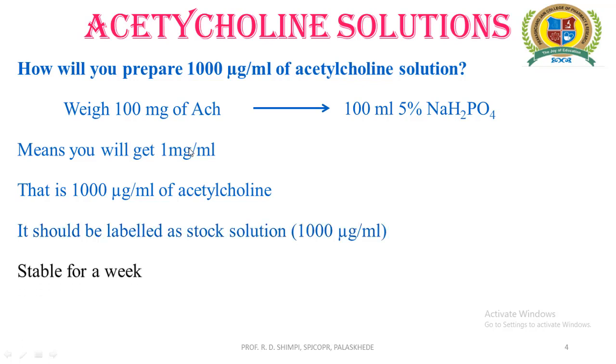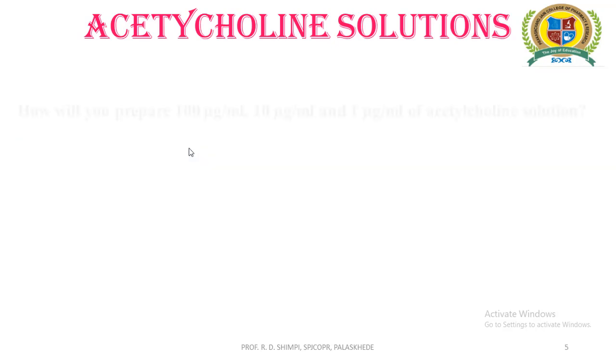And such a prepared acetylcholine solution is considered to be stable for a week. Now friends, we are having the stock solution. We learn how to prepare the stock solution. It is so easy. The equal quantity of the acetylcholine and the equal quantity of 5% of NaH2PO4 should be weighed in order to produce 1000 microgram per ml of acetylcholine solution.